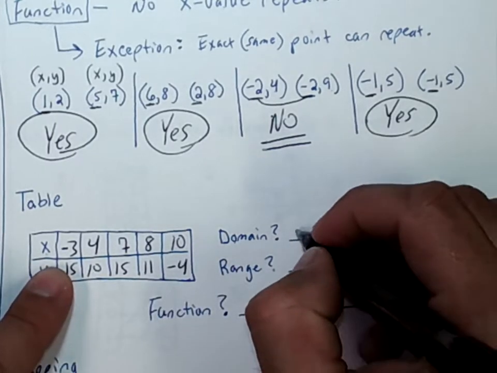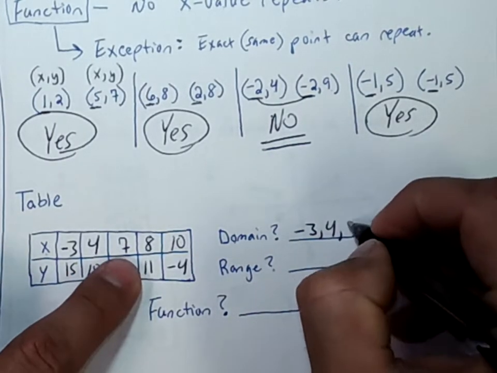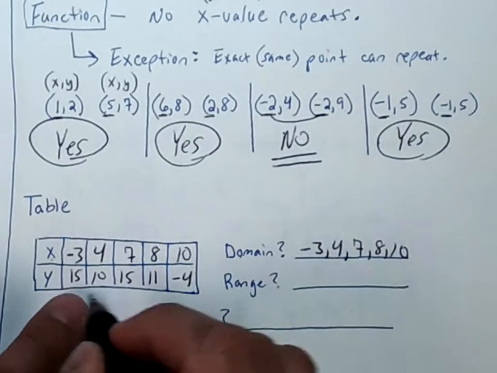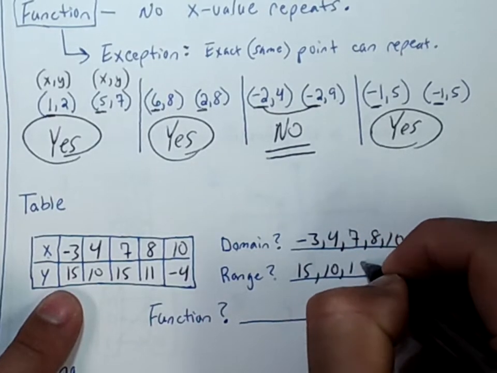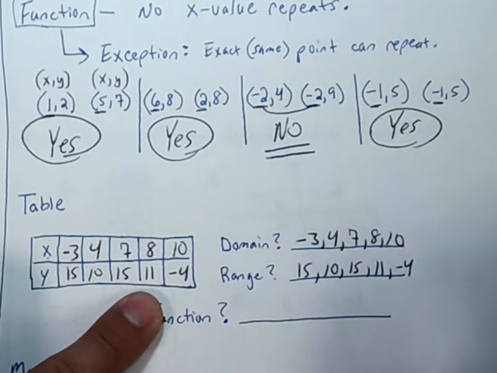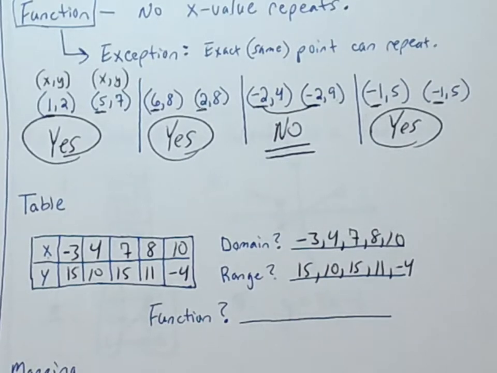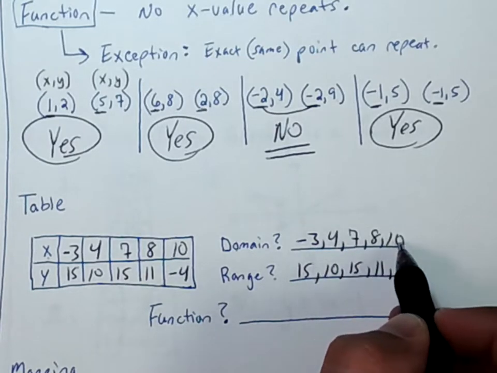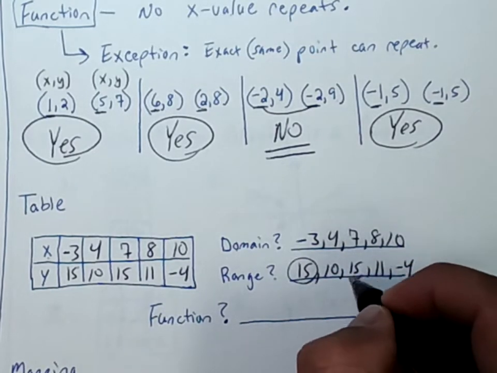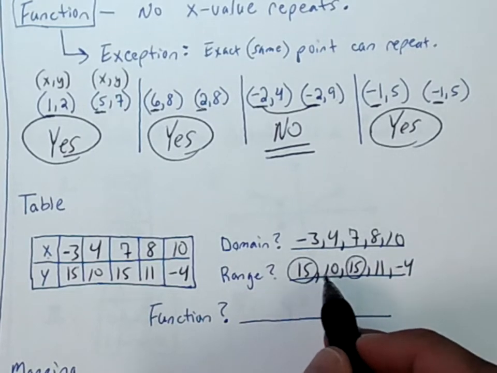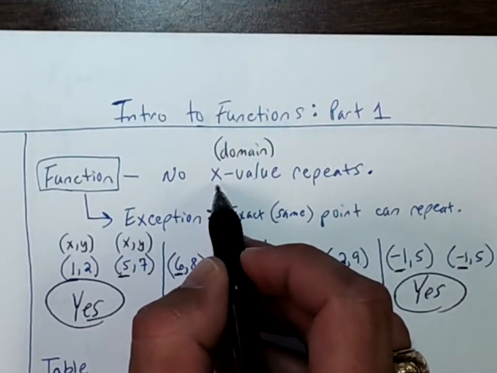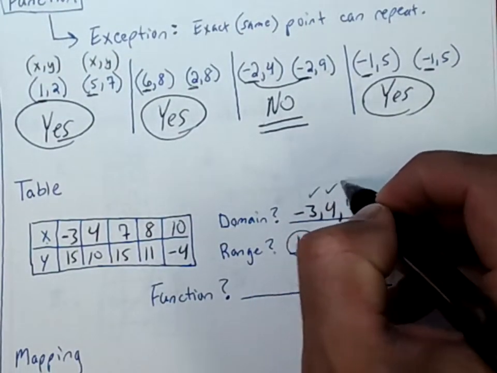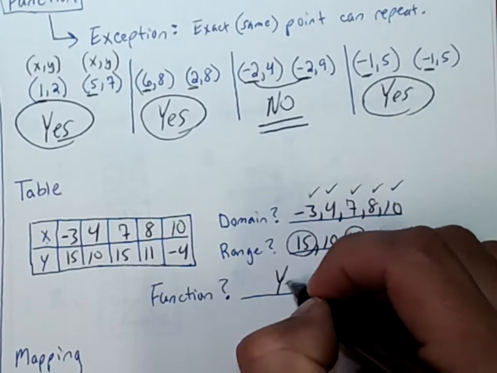So I'm just going to list these out. I have -3, 4, 7, 8, 10. My range is my y values. That's another word we can use: 15, 10, 15, 11, -4. Now, it's a function if no x, no domain, repeats itself. These are all different. Now, I do see 15 repeating, but what are these? That's right, these are y values, and we don't care so much about the y's because we're looking for the x values. Since all of these are different, yes, this is a function.